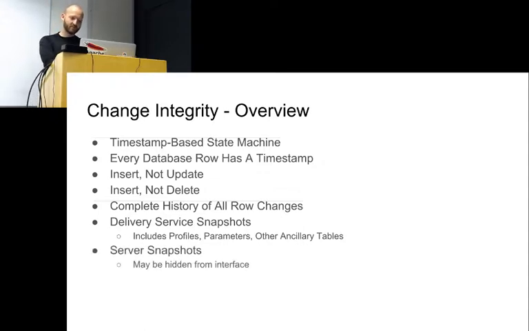And so again, we need to add server snapshots as well. Like I was saying earlier, they can be hidden from the interface, just like delivery service snapshots. So it's the same problem. Maybe all server changes won't be something that tenants are allowed to access, but even if that's true, you still probably want your ops guys to be able to make changes and not stomp on things. Maybe one guy's changing one server and one's changing another one. So to have that safety, we need a server snapshot as well.